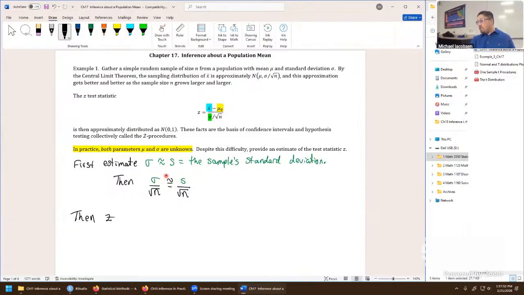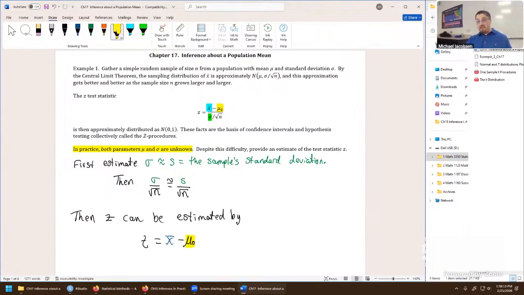Then Z can be estimated by, we give it a new name, T, for a T distribution. T is going to be X bar minus mu naught. Both values in the numerator are now known. Mu naught comes from the null hypothesis. Then we divide by S, which is divided by the square root of the sample size n. And we certainly will know the sample size, so this is something we can calculate. It is directly an estimate of Z, however, and so we have a curious kind of problem.